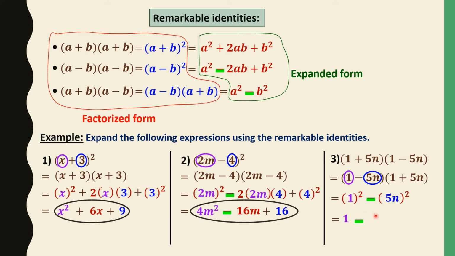We copy the minus. 5n squared, so here be careful. We spread the square. 5 squared, it's 25. And n squared, it's n exponent 2. We obtain 25n squared. And 1 minus 25n squared is the expanded form of 1 plus 5n into 1 minus 5n, or 1 minus 5n into 1 plus 5n. They both have the same expanded form.